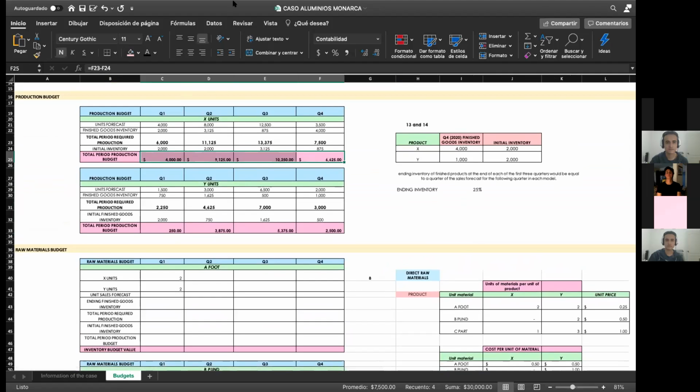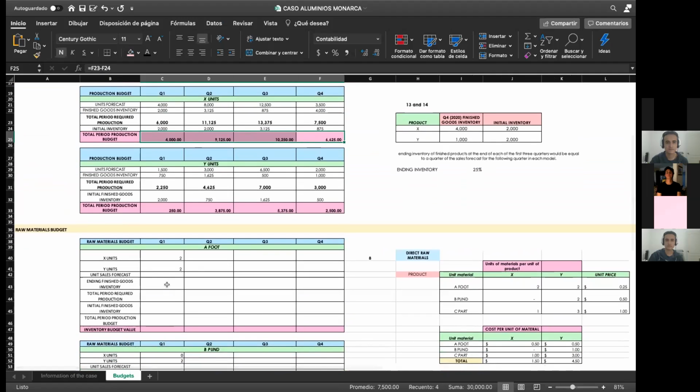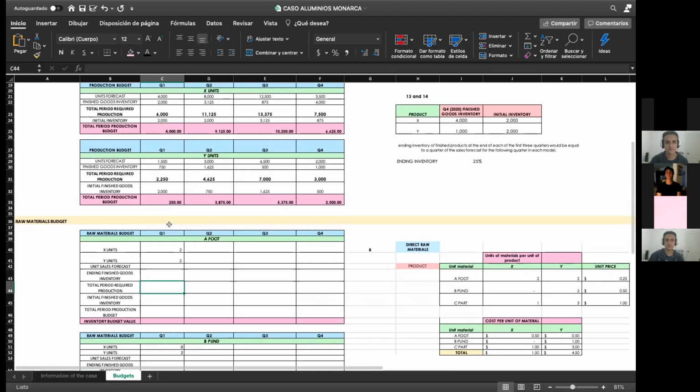Okay, so the first thing you need to do is multiply the number of units needed per product times the production budget of that product. That's the first thing. Even the forecast? Well, you have it there in the forecast. I would actually put it in the X units and Y units, to be honest with you, and then I will add them up on the unit forecast.